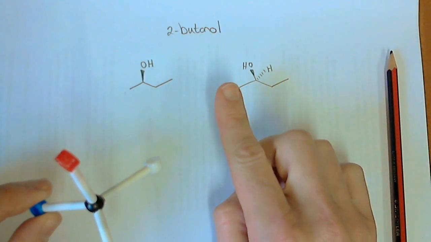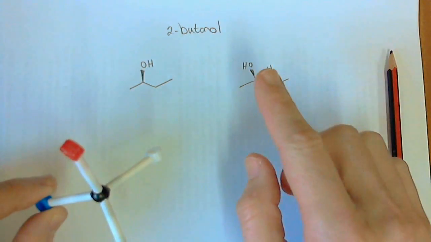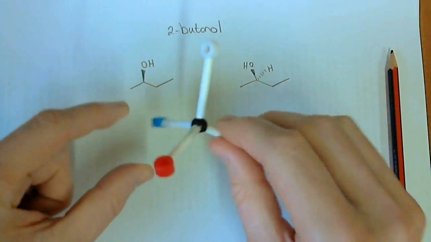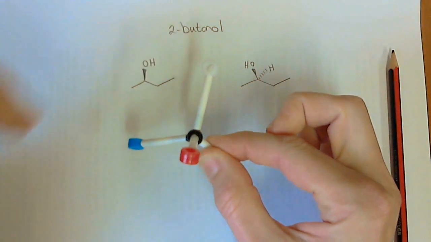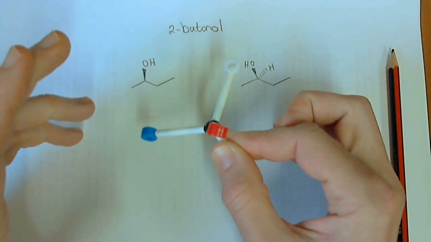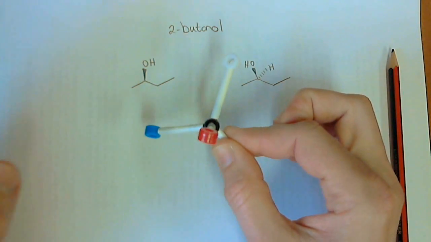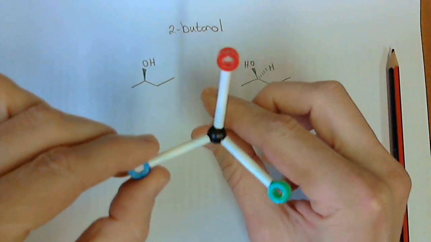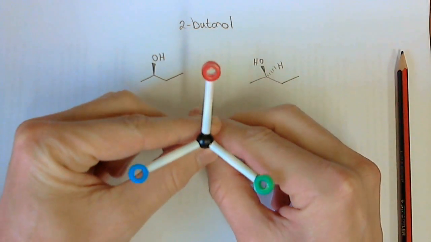We need to assign the priorities, and then we have to put the lowest priority towards the back. So in this little model here, the lowest priority is going to be our hydrogen, always going to be hydrogen if there is a hydrogen, because it's the smallest group. And so if we stick it to the back, we now have to look at it like this.